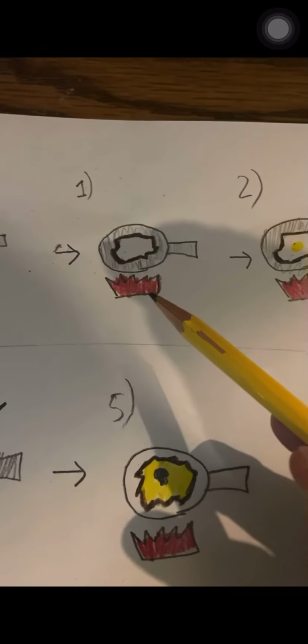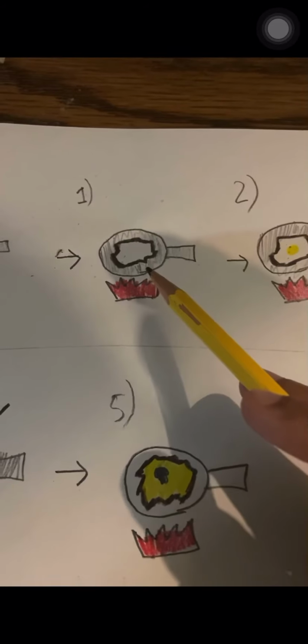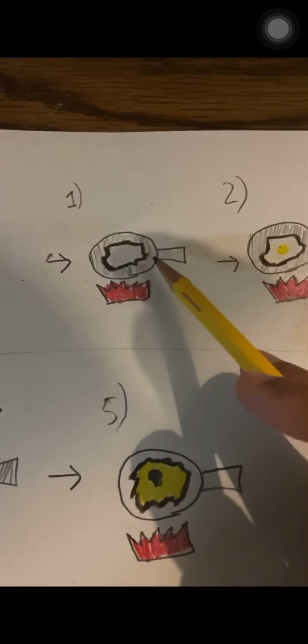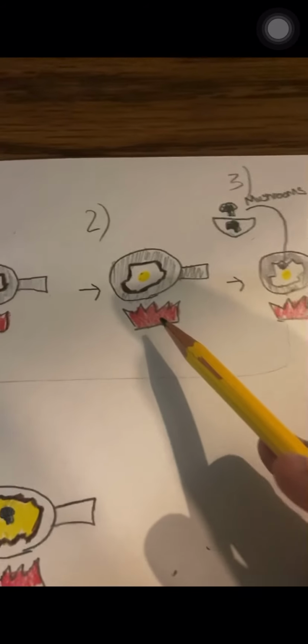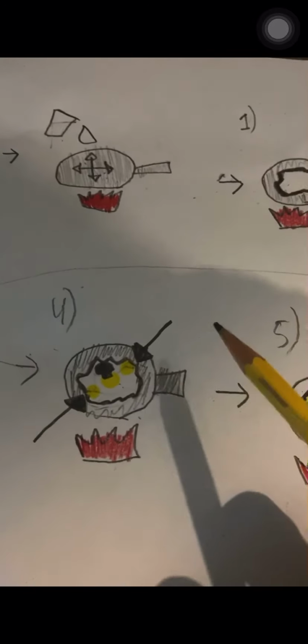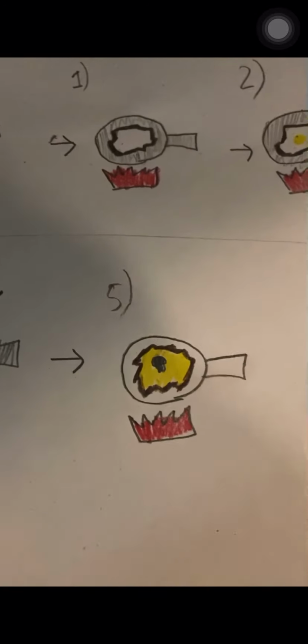So to recap, we have the outline of the omelet, then the center starts cooking a little bit, then we start adding toppings to the center. Then the rest of the egg starts cooking. And then finally, we have a completed omelet.